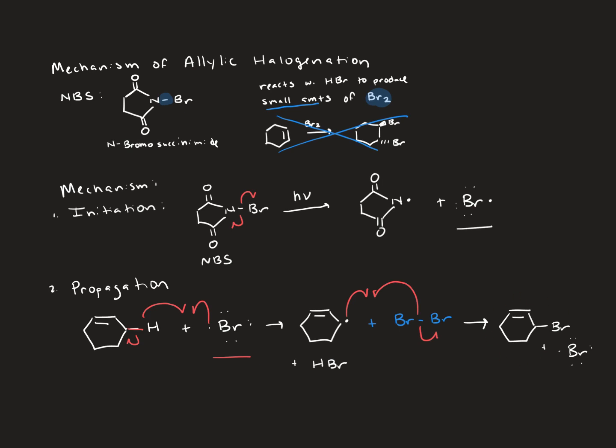There will be some sort of termination step. We don't necessarily need to show it here because our reaction is already finished. We've already brominated our allylic position. We're not going to see this with any other halogens. No fluorine, chlorine, or iodine here, only bromine.